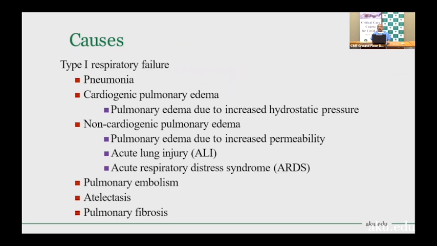I just put the important list, which you usually see in your critical patients, like pneumonia, cardiogenic pulmonary edema because of the high increase in the hydrostatic pressures, and non-cardiogenic pulmonary edema. Most commonly we have seen the complications of pneumonia, like acute lung injury and acute respiratory distress syndrome, because of the leaky membrane. The other three important things are pulmonary embolism, atelectasis, the collapsed lung, and pulmonary fibrosis. So if you have type 1 respiratory failure, think about this.